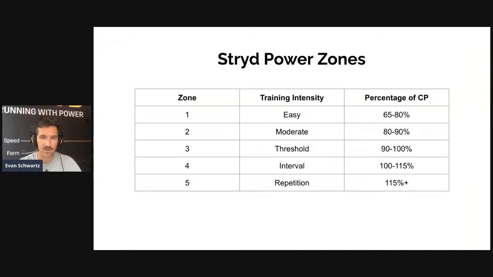Zone number 4 is your interval zone. It's 100 to 115% of your critical power. And then zone number 5 is your repetition zone, or repeat zone. This is 115% and above. We do sometimes have a range in some of the old guide materials, like 115 to 130, but for all intents and purposes, 115% and above of your critical power is what is classified as zone 5.